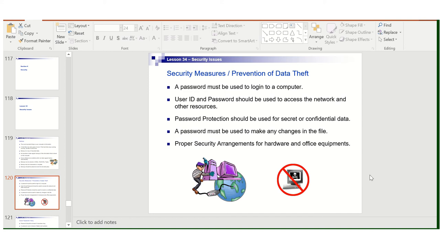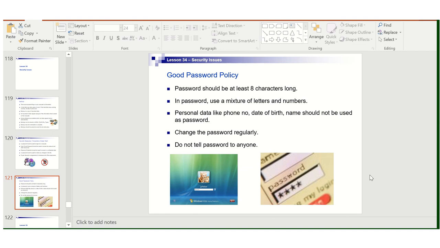We know what's going on around the world. People just want to get into this. They want to steal information. It's big. So please get to learn more about this and make sure that you are password protected and firewall protected, and you use a mix of letters and numbers in your passwords. You don't use your phone number, your child's name, and all those things. You change your password regularly, and you don't tell it to anyone. You don't write it down. It's very, very important, guys.